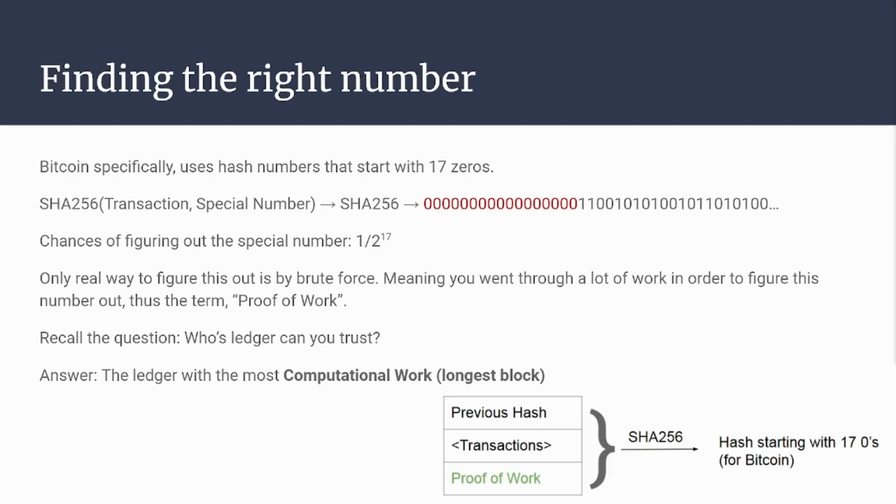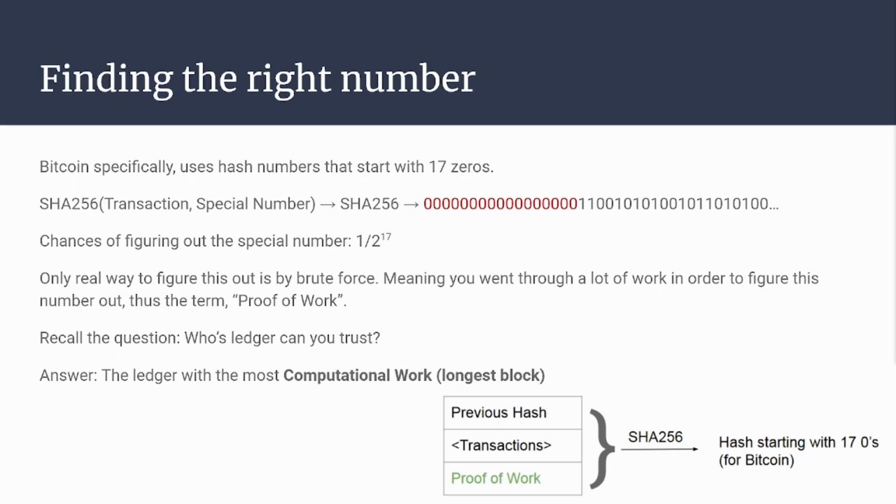If transactions were the only thing being encrypted into the hash function, it would be easy to get the same hash if similar transactions were made. Therefore, there needs to be a special number that is included in the original data. Bitcoin specifically uses hashes that start with 17 zeros at the very beginning, as you can see with the red numbers here. This is to maintain the difficulty of finding the right plaintext to run through the SHA-256 function.